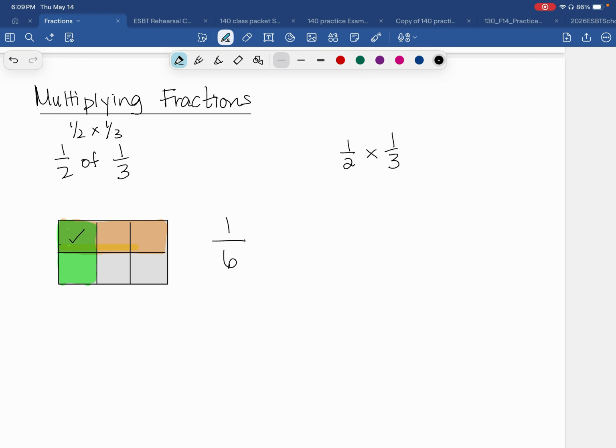Okay. And so all you're doing here is you're multiplying the 1 by the 1 and the 2 by the 3, right? Because our 2 by 3 columns is what created our total number of pieces. So we want that number on the bottom. And we went 1 row by 1 column, and that's only 1 box.